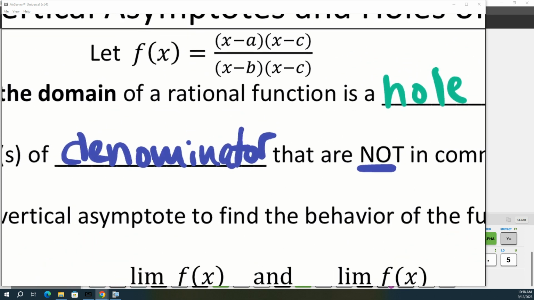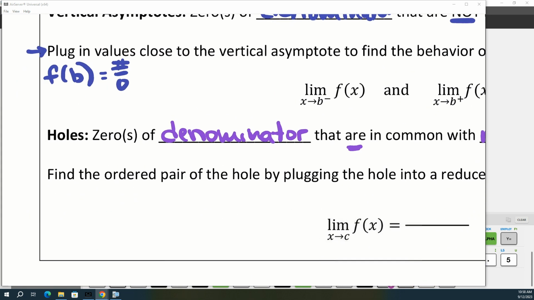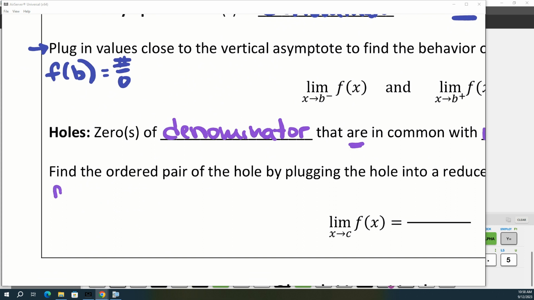So if we were using this generic function here, would you have a hole at a, b, or c? C. And I know that if I did f of c and there's a hole in the graph, that's always going to give us 0 over 0. So we can't just plug it into the original. So we have to do this. We're going to plug it into a reduced version of the original.